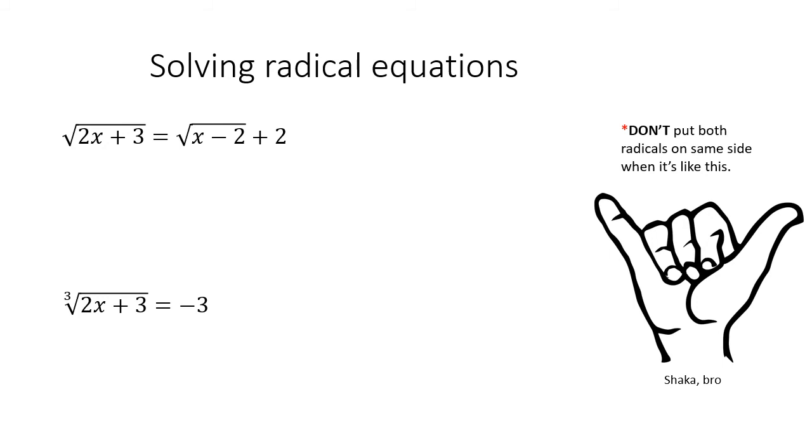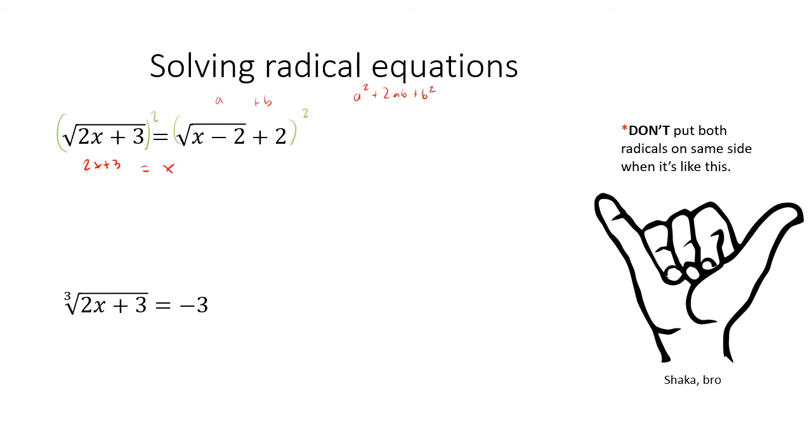So for this one, though, we're going to proceed the same way you would expect. We're going to square both sides. Okay, and we're going to get 2x plus 3 equals, and now if this is a and b, remember how that FOILs, a squared plus 2ab plus b squared, right?